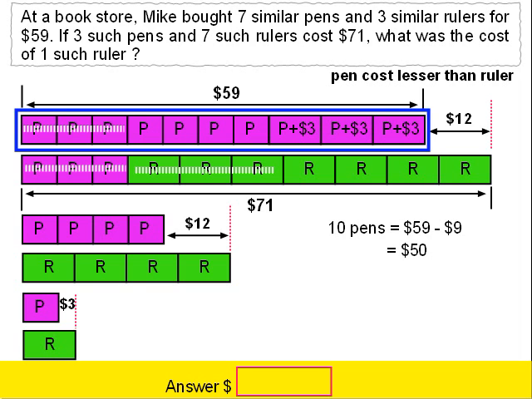That's for 10 pens. So that means to say 1 pen or each pen costs 50 divided by 10, which is $5. And the question is, what was the cost of 1 such ruler? We know that the ruler costs $3 more. So we take the cost of ruler equal to cost of pen $5 plus $3, which is equal to $8. So the answer to this question is the cost of the ruler was $8.